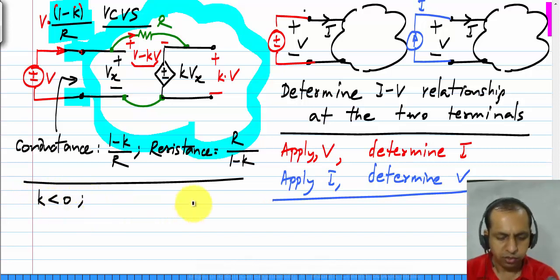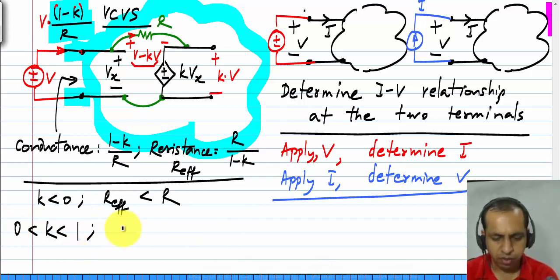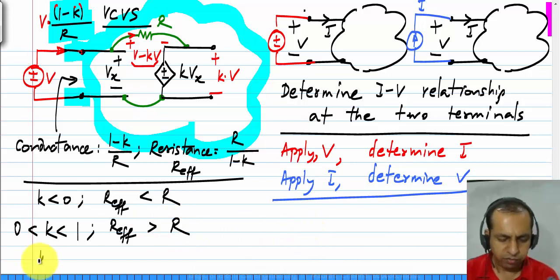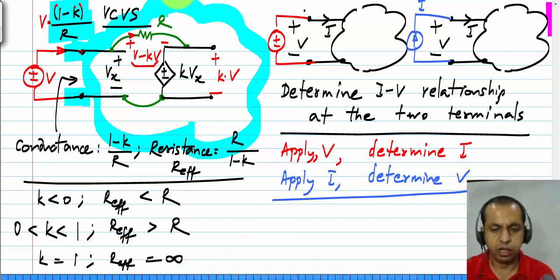If K is smaller than 0, let me call this the effective resistance R effective. R effective will be smaller than R, and if K is between 0 and 1, R effective will be more than R, and if K is exactly equal to 1, R effective will be infinity. That means that it looks like an open circuit.